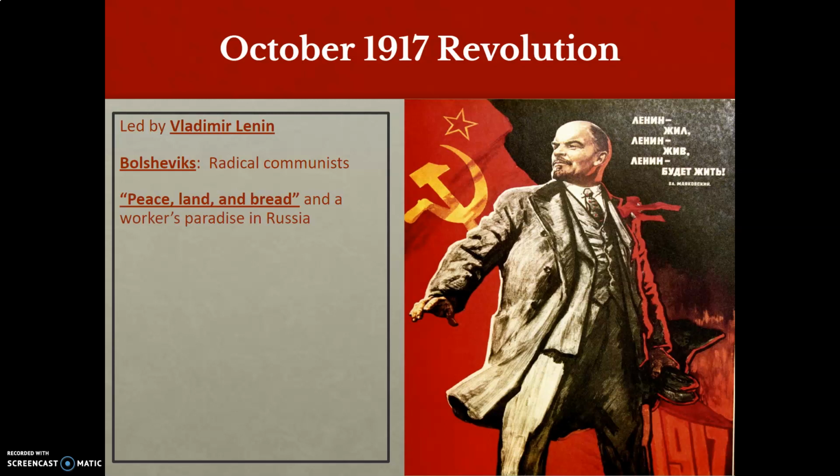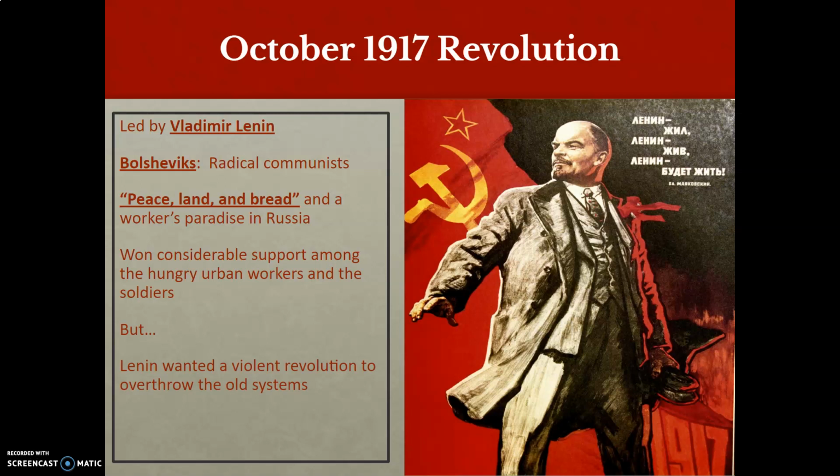Peace, land, and bread, which, if you go back and look at the early ideas of the February Revolution, or what people were angry about in 1905, the Bloody Sunday event, is going to play really, really well with the Russian peasantry and the population, right? And he basically takes all these Soviets, these worker councils and soldier councils, and he gets them under one flag, right? This red flag of communism.